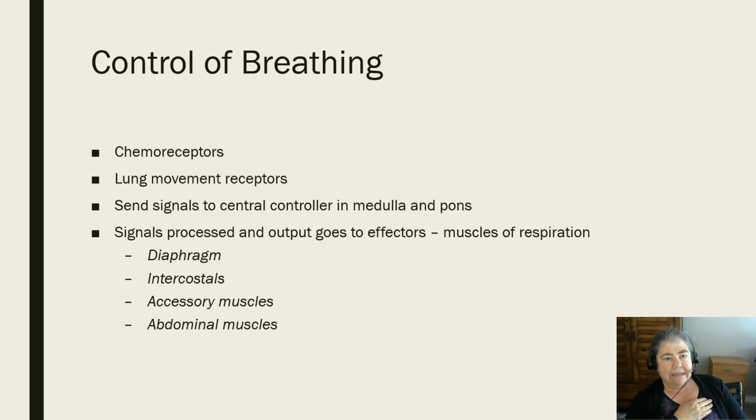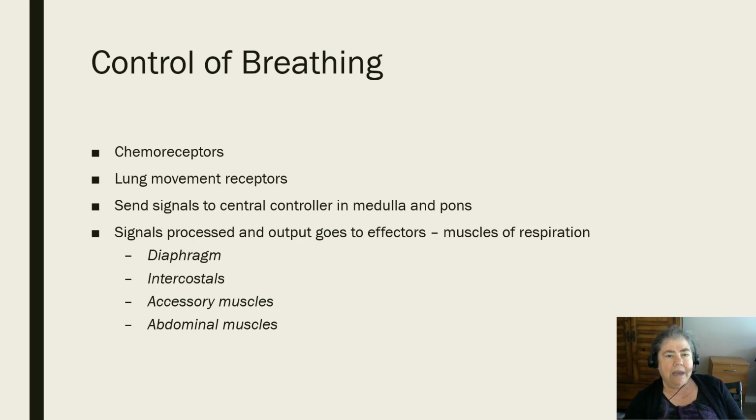All of these things send signals to respiratory control areas in the brain stem, specifically in the pons and in the medulla oblongata. Those signals that are processed in the breathing centers send signals out to the muscles of respiration and tell them how hard to work.